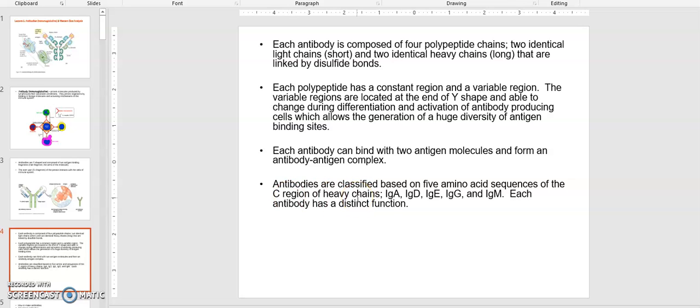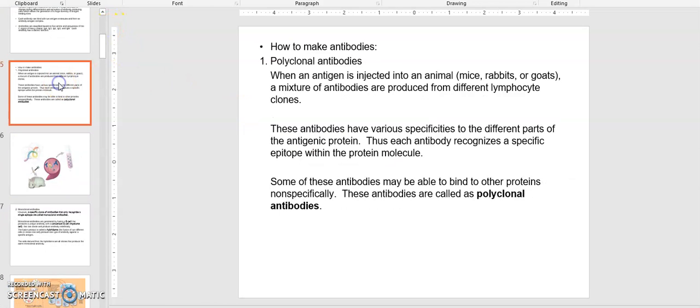So based on the sequence difference, there are immunoglobulin A family, D family, E family, G family, and M family. Okay, so 5 different antibody families exist in the mammalian system. Then how do you make antibody?